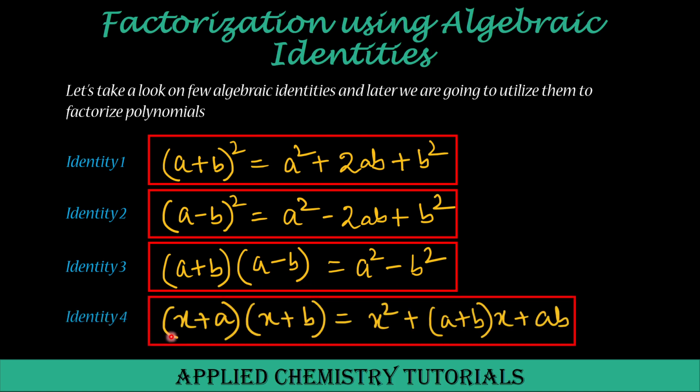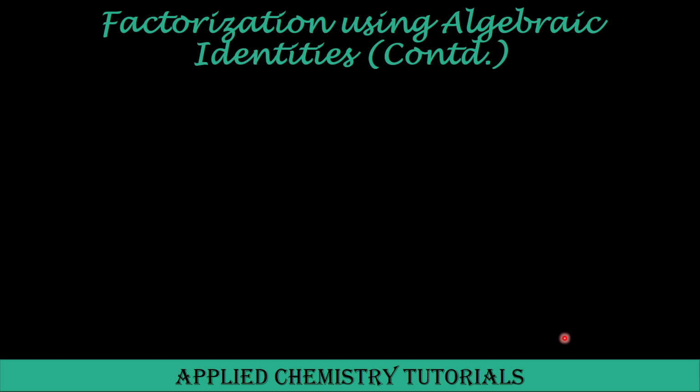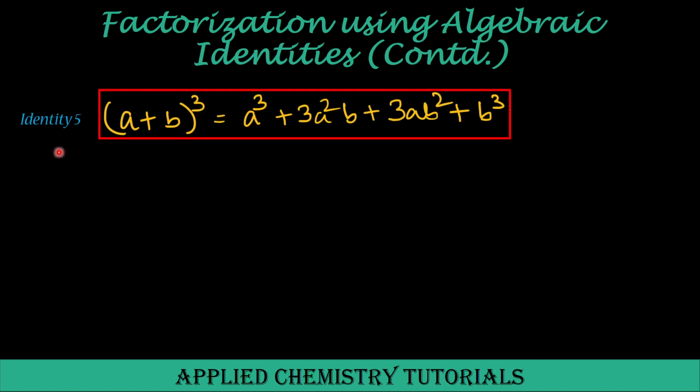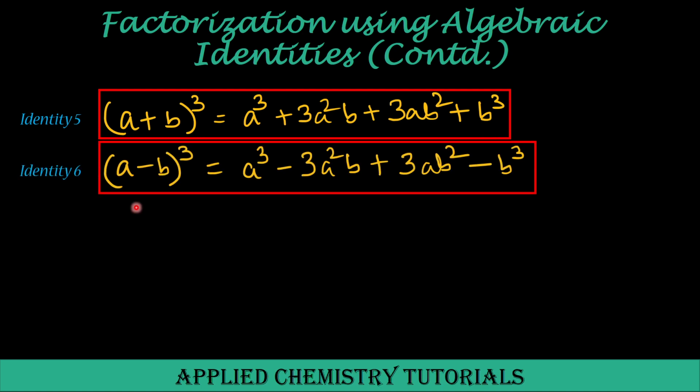Identity 4: (x + a)(x + b) = x² + (a + b)x + ab. Identity 5: (a + b)³ = a³ + 3a²b + 3ab² + b³. Identity 6: (a − b)³ = a³ − 3a²b + 3ab² − b³.